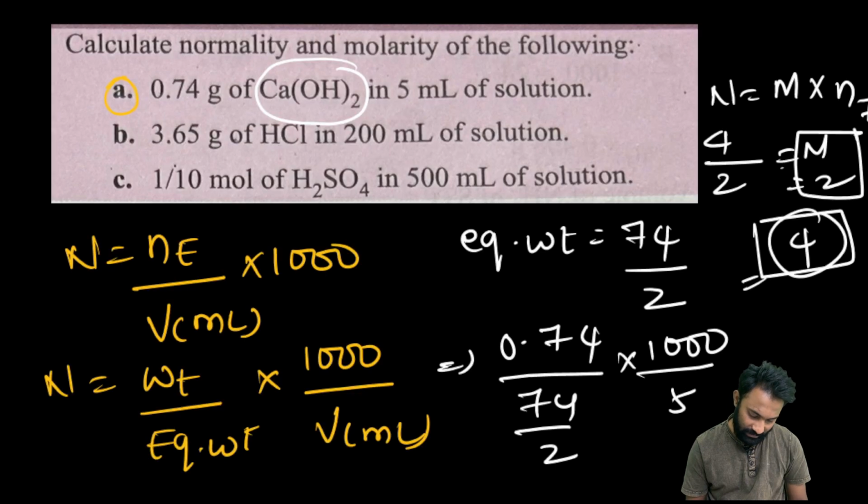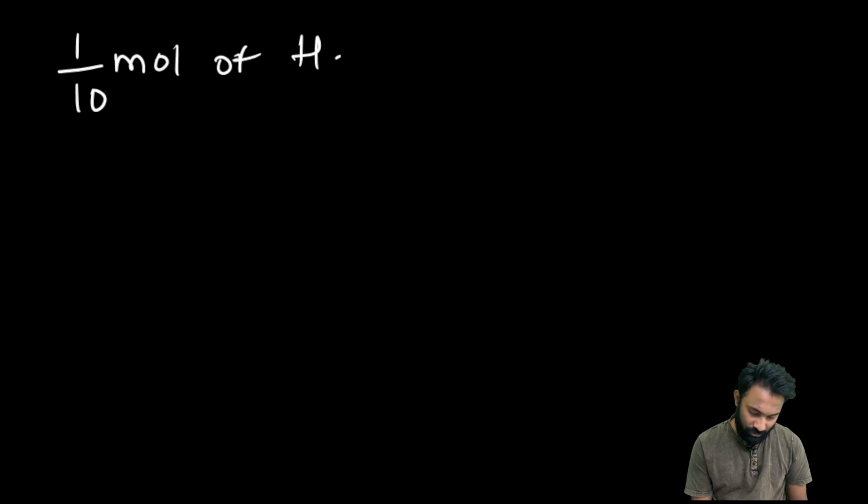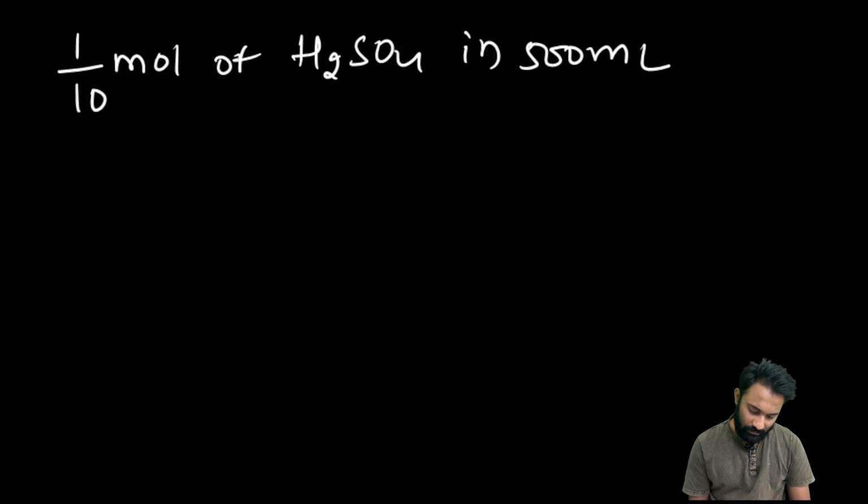Clear? And the next data they have given: 1 by 10 mole of H2SO4 in 500 ml of solution. Okay? What is asking? 1 by 10 mole of H2SO4 in 500 ml of solution. Here normality we have to find. How to find the normality?